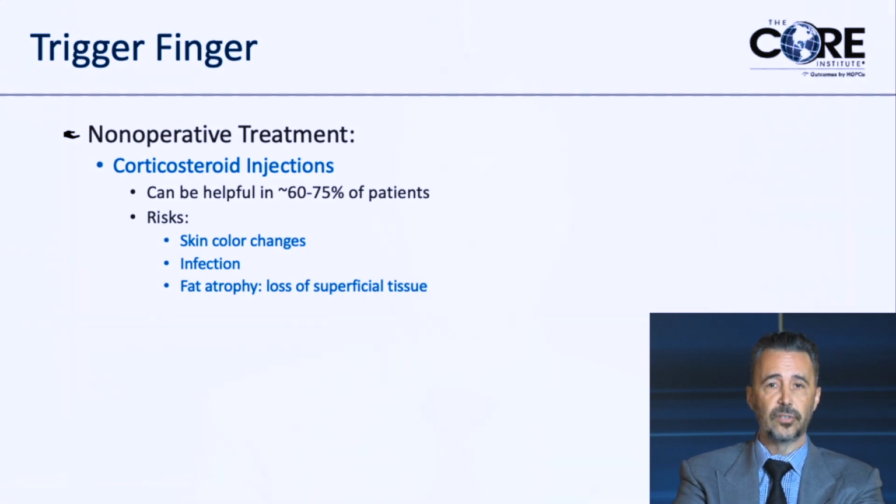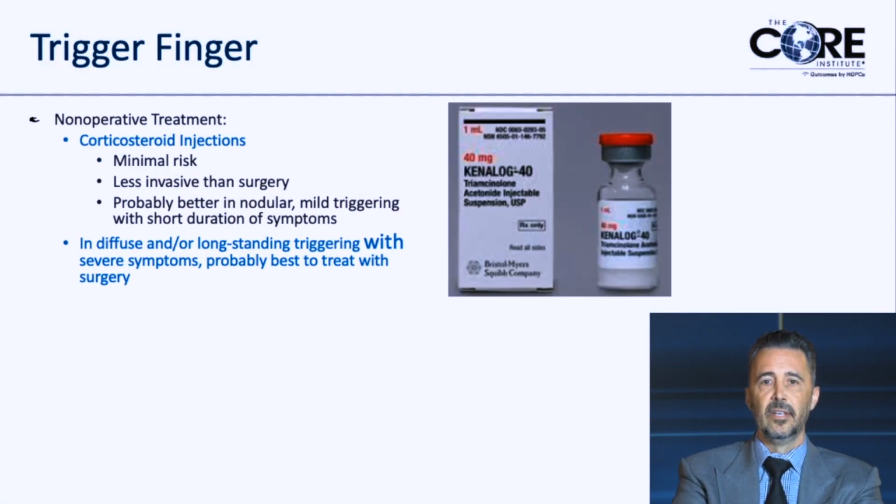The downside to cortisone, of course, is that you can have some skin color changes. Obviously, anytime you have an injection, there could be an infection. And the cortisone can sometimes eat or take away some of the subcutaneous fat, meaning the thickness of the skin can get thinner in that region. So if you have thin skin, it can sometimes create even thinner skin in that location. So, we do use the cortisone. This is a picture of that frequently used cortisone shot that we use out there.